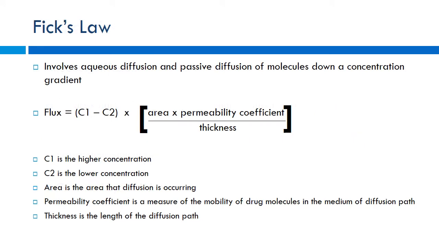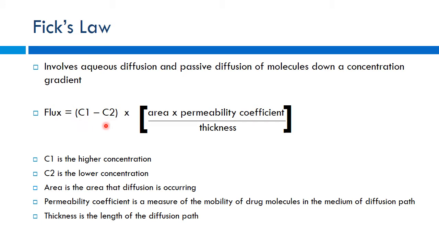So basically, and I'm not going to make you calculate anything like this on the test, but it's really important to understand the concepts behind Fick's Law and understand how this could affect drug diffusion. Okay, so basically, Fick's Law is primarily concerned with aqueous diffusion and passive diffusion, right? So no energy being used here to carry molecules down the concentration gradient from high to low concentration. The ultimate thing we're looking for here, the amount of drug that's going to cross, is called flux, and that's going to be based on several parameters here. So one being the concentration. The higher concentration, that's C1.